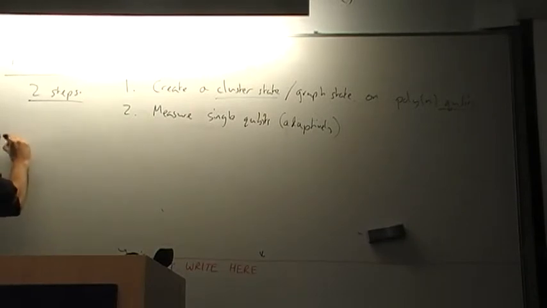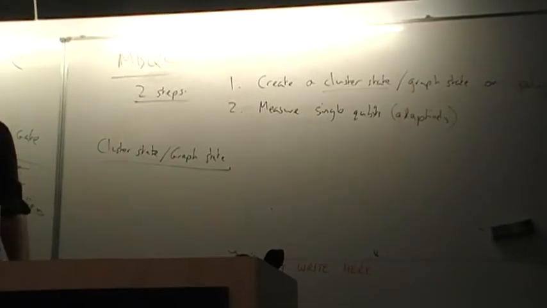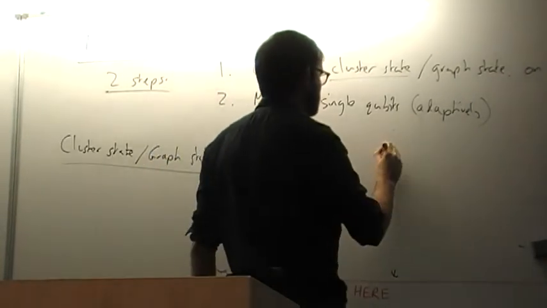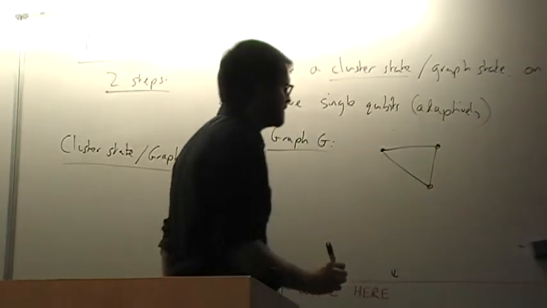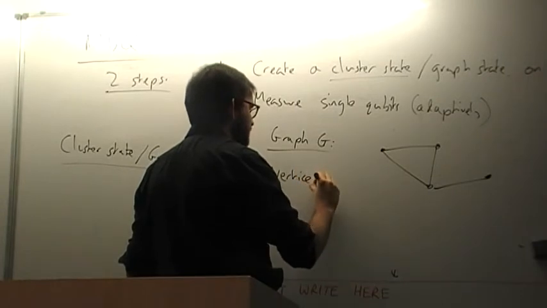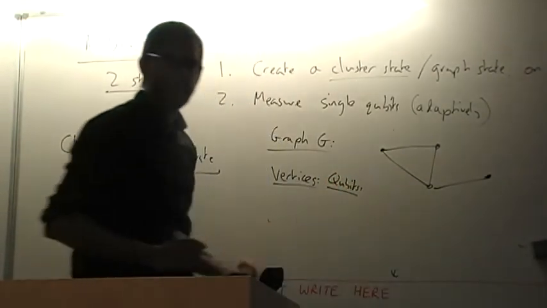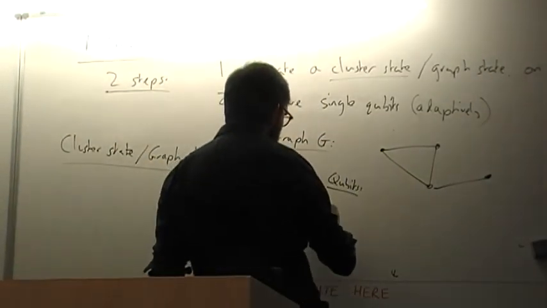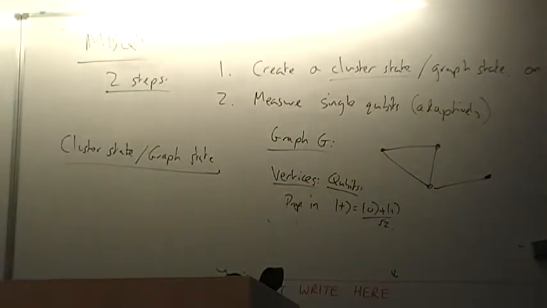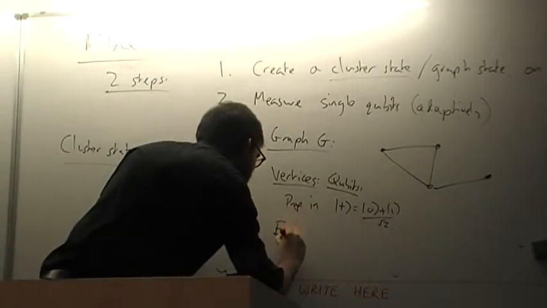So let me tell you what a cluster state, or graph state, is. And these are a beautifully simple definition. They're defined by a graph, G. So it's a very simple, undirected graph, no self-loops, like this one. Every vertex is associated with a qubit. And we prepare those qubits in the state plus, where plus is just (|0> + |1>)/root 2. So all qubits are prepared in the same state. And so far this is a very simple state with no entanglement. The edges introduce the entanglement.